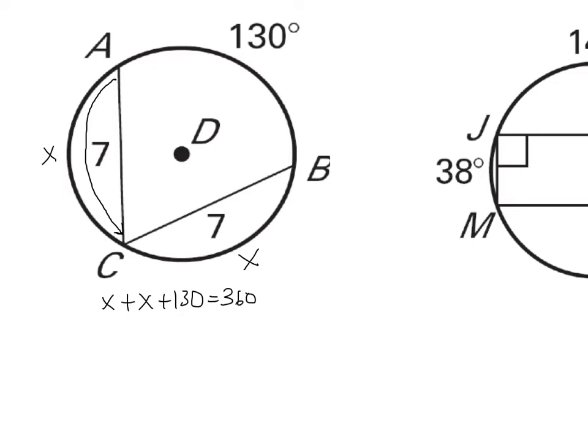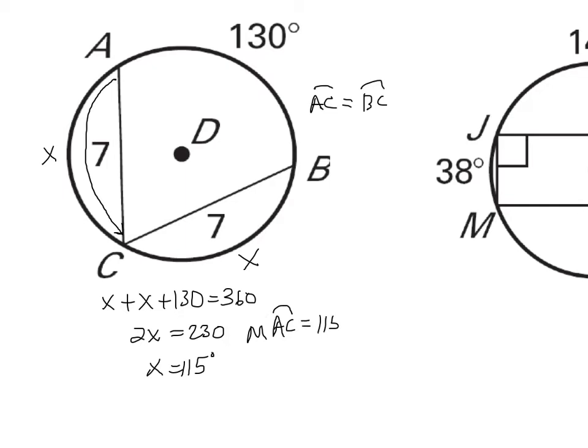I know that arc AC is congruent to arc BC because they have the same distance chords. So when I figure this out, this is 2x. To solve for x, 2x is going to equal 230 when I solve that, and I divide by 2, X is equal to 115 degrees. In other words, the measure of arc AC is equal to 115 degrees. So in this case, I used the fact that the chords' distances are the same, so their arcs are the same.